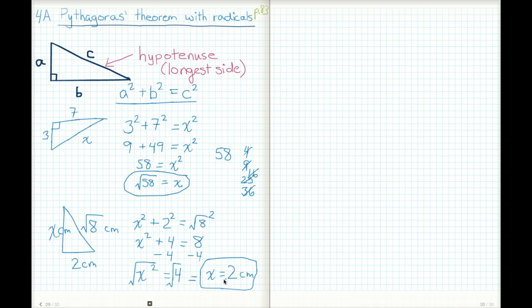Okay, that one worked out perfectly. I didn't have a square root like this. If I had had a square root, let's say your answer ends up being something like square root 12, then don't forget to look for the perfect squares.